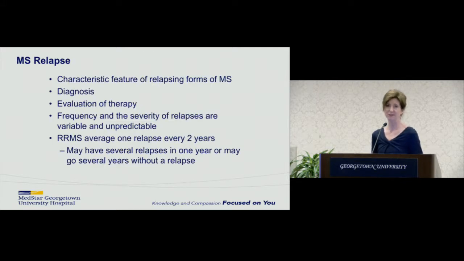So we've seen that MS relapse is a characteristic feature of relapsing forms of MS. It's also what we use to diagnose you, to evaluate your therapy. And we know that the frequency and severity of relapses are variable and unpredictable. We expect you to have maybe one relapse every 2 years. And you might have several relapses in 1 year and then maybe go for years without one.